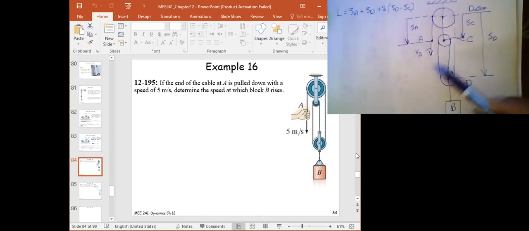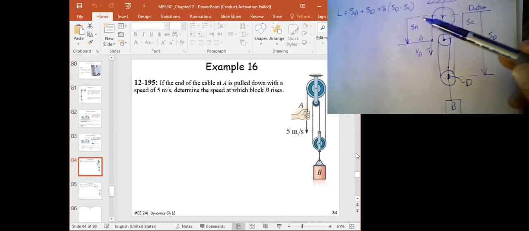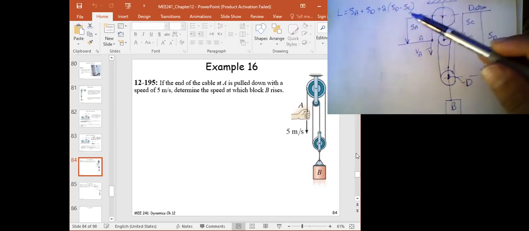Yes, exactly. So I'm trying to express this length using this datum. All right. So now, how can I? Now what should I write now?